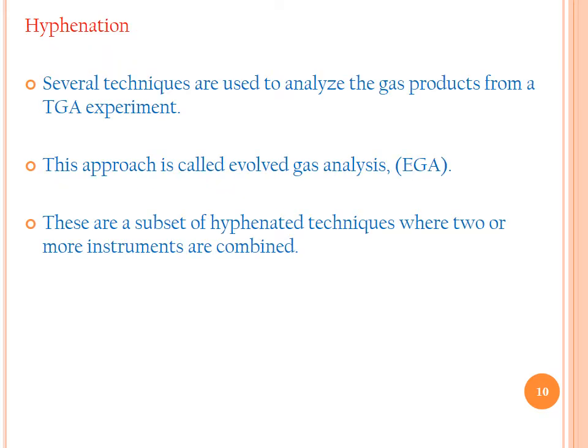In hyphenation, several techniques are used to analyze the gas product from a TG experiment, because during the TG analysis, that is the temperature-weight analysis technique, during the temperature increase, the sample under observation in TGA can evolve gases. These gases can be analyzed by using hyphenated techniques. This approach is called evolved gas analysis. These are a subset of hyphenated techniques where two or more instruments are combined.